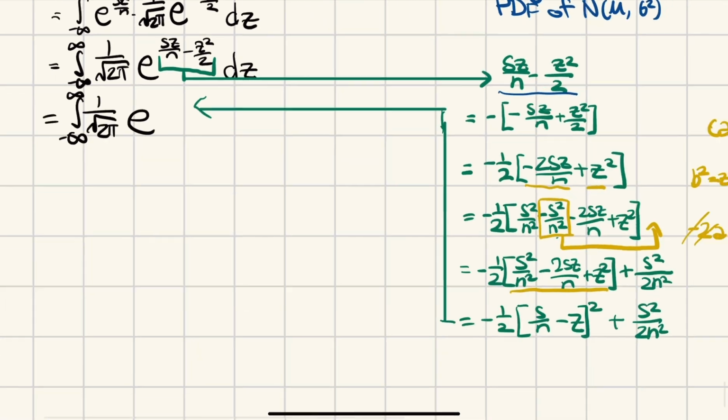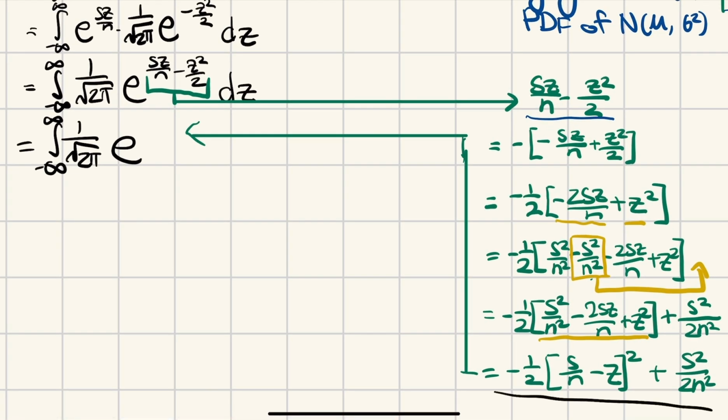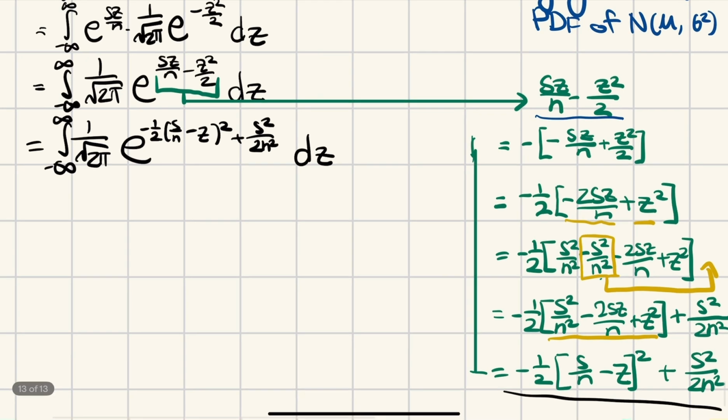Alright, so I'm just copying this part down: negative half, S over N minus Z squared, plus S squared over 2N squared, dz. Since this part is not dependent on Z, we can just take it out: S squared over 2N squared.